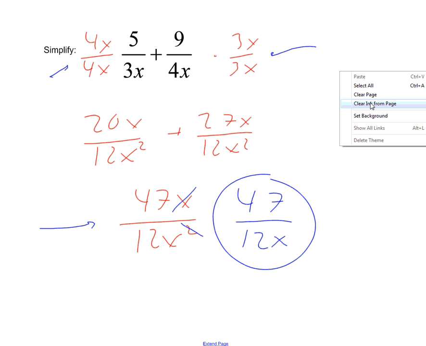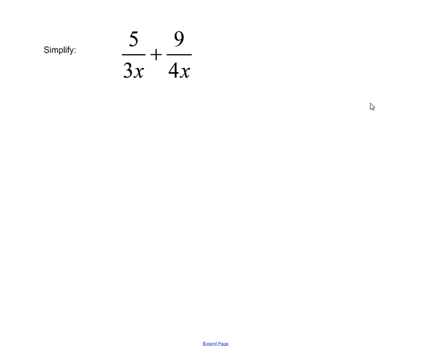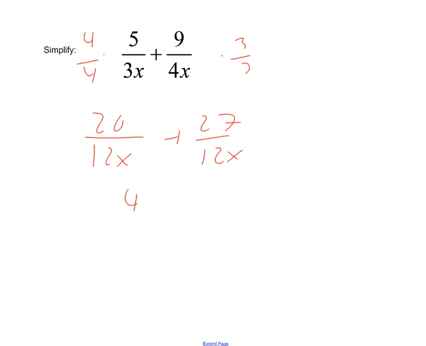It would be better instead to go for the least common denominator by multiplying this by 3 over 3 and this by 4 over 4, giving us 20 over 12x plus 27 over 12x, resulting in 47 over 12x. And now we don't have to simplify.